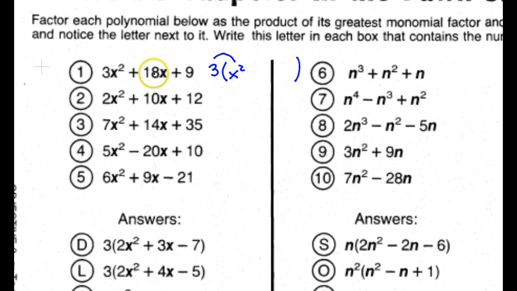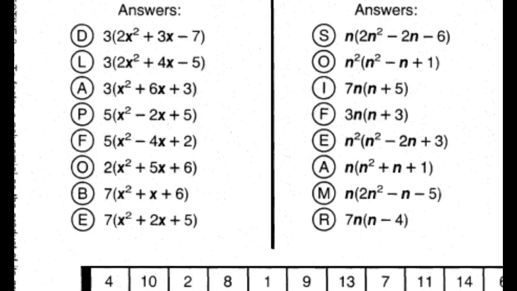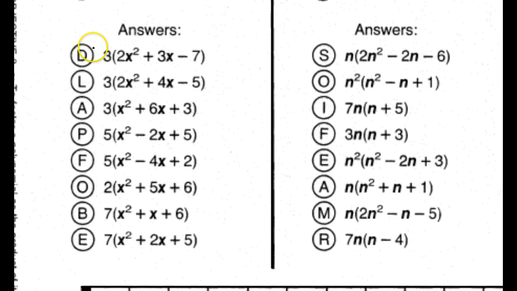So think of 18 divided by 3. 6x. And 9 divided by 3. 3. And if you want to check your work, you can always redistribute it mentally. Okay, that's 18x. Okay, that's 9. That equals this. If these are equal, then you're done. And we can find that down here. Which one is it? A. That's number 1.